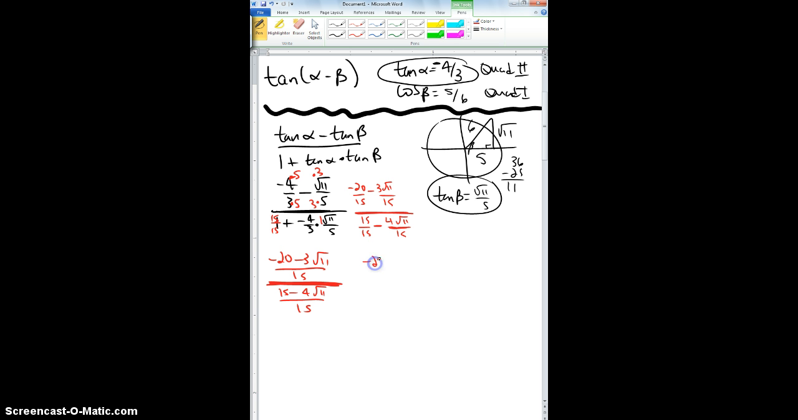So I'm going to take negative 20 minus 3 radical 11 all over 15. And then let's see, what do we have here? And then I have 15 minus 4 radical 11 all over 15 here. Why did I just recopy that? I have no idea. I'm sorry about that. Too much NCAA basketball going around, I guess.